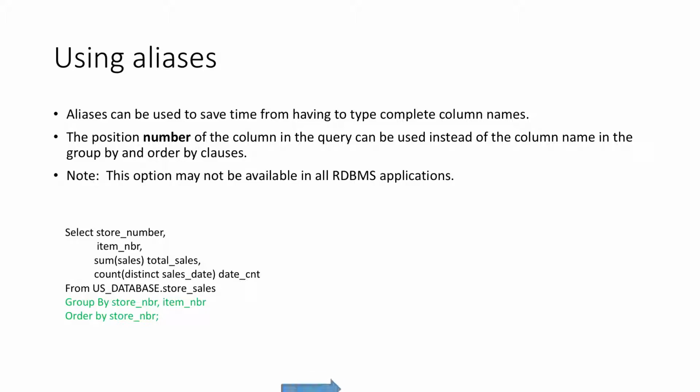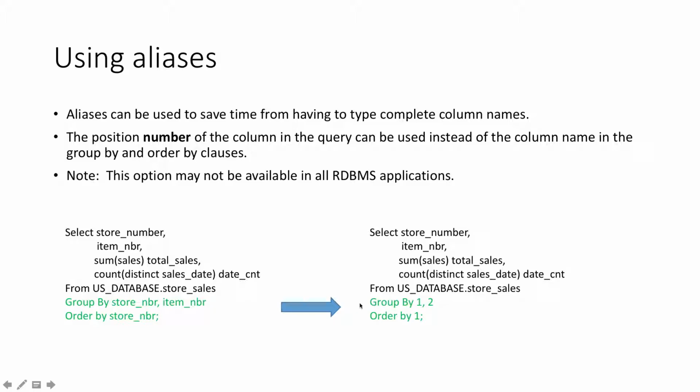So in our example query, we have a group by statement where we have the actual column names, store number and item number, and an order by store number. So here that's replaced with group by the first column and the second column, which is store number and item number, and we're going to order by store number. It just saves you some typing.